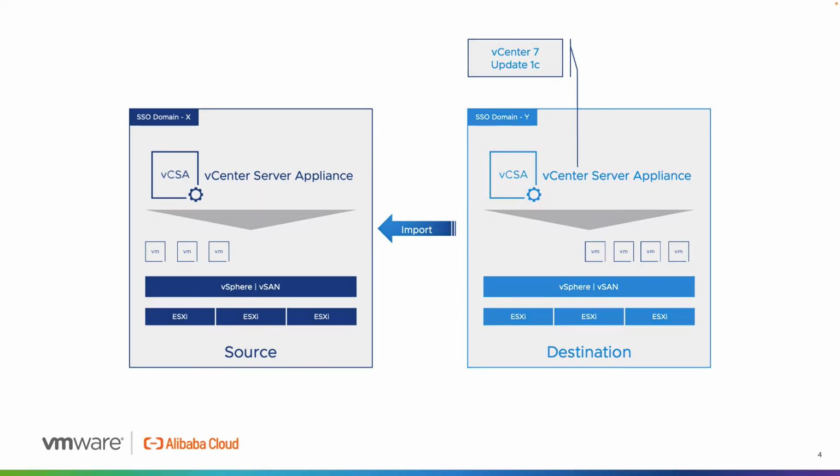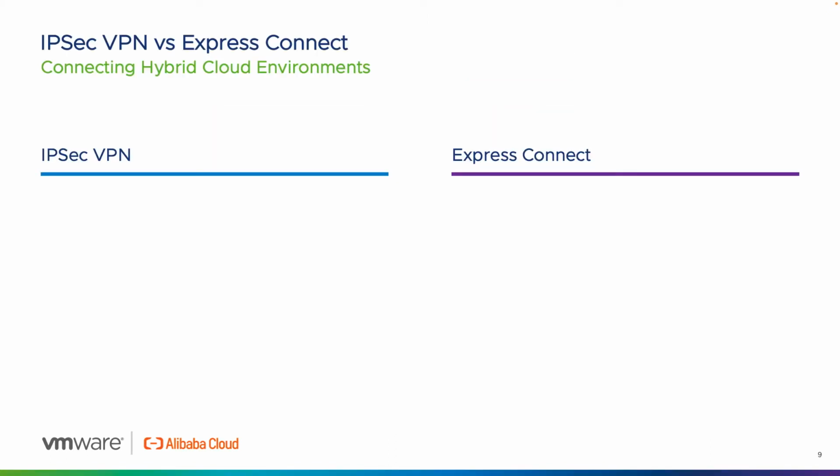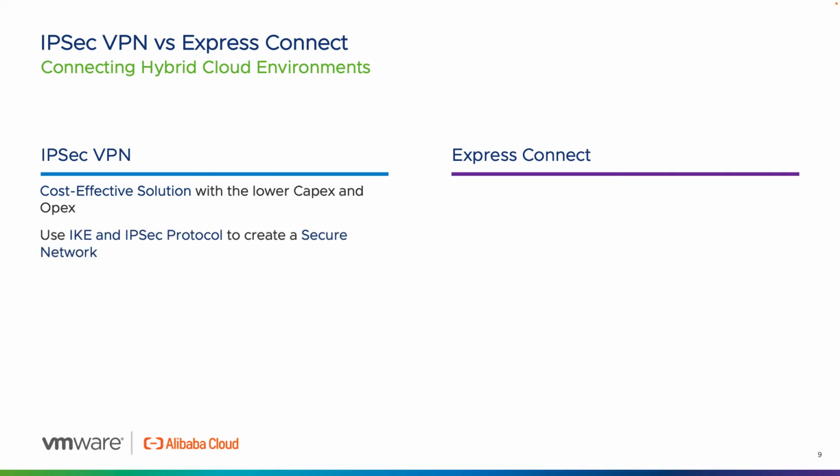Now it is time for us to look at the connectivity options in detail. The first one is IPsec VPN. It is a cost-effective way to connect the source and destination environments. It creates a secure network between the two sites, and the traffic flows through an encrypted IPsec VPN tunnel over the public internet connection. Depending on the region and latency, it offers different bandwidth options with a peak bandwidth of 200 Mbps. The second one is Express Connect.